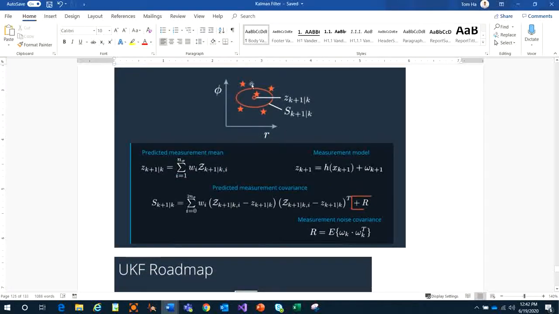After we get the predicted measurement sigma points, we will use this formula to calculate the predicted Z, the mean state of the measurement Z, and the covariance matrix. How do we do it? This is the formula: we add the weights right here and we calculate the measurement covariance right here. We add the measurement noise right here.